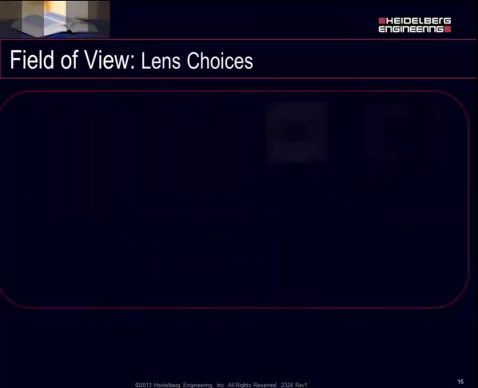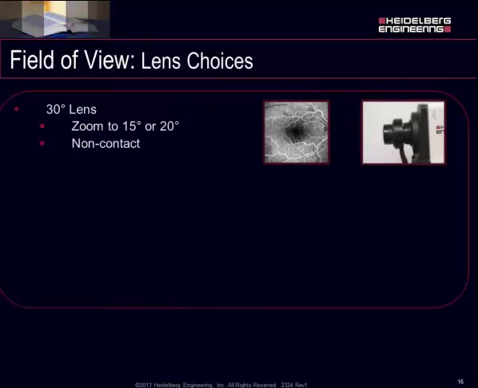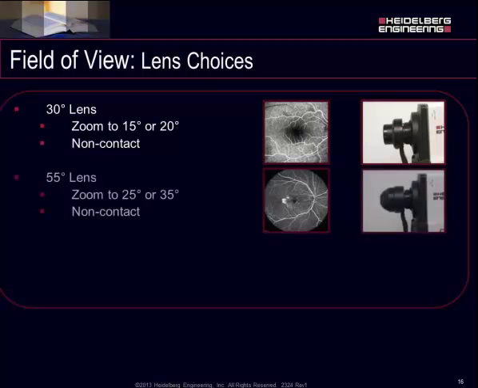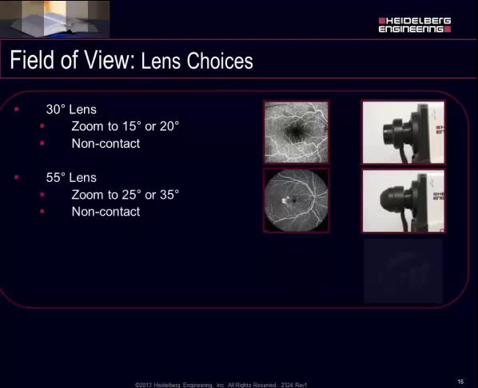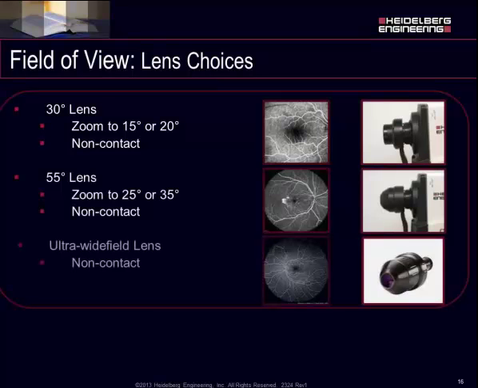So the 30-degree lens gives you a standard image. You can zoom into 15 or 20 degrees if you'd like, and it's non-contact. 55-degree lens, you can zoom into 25 or 30 degrees. It's also non-contact. And the ultra-wide-field lens is non-contact as well.